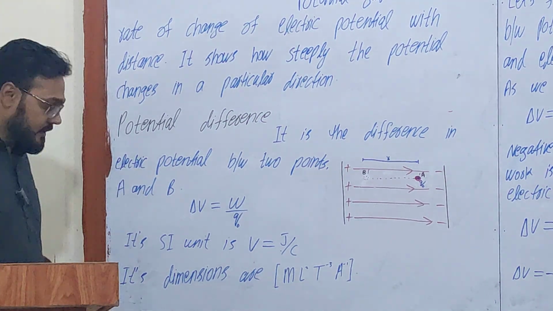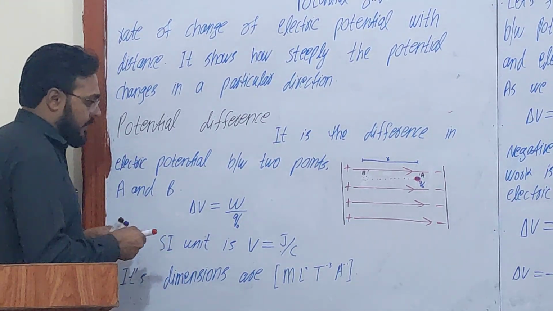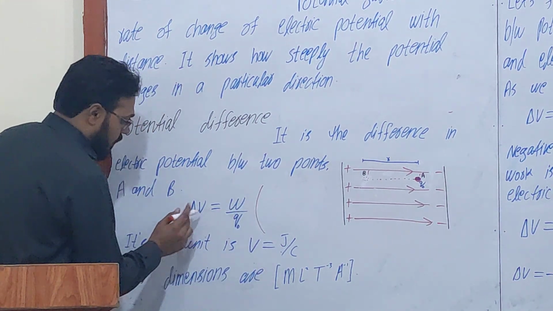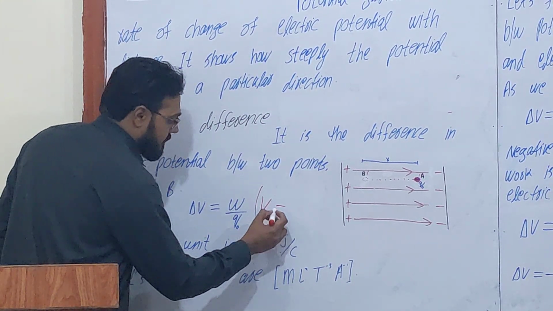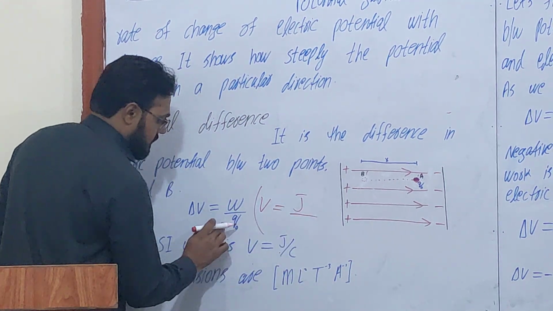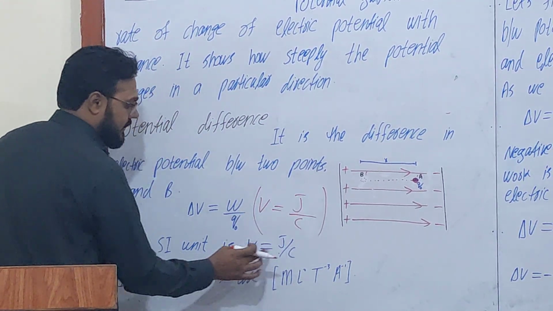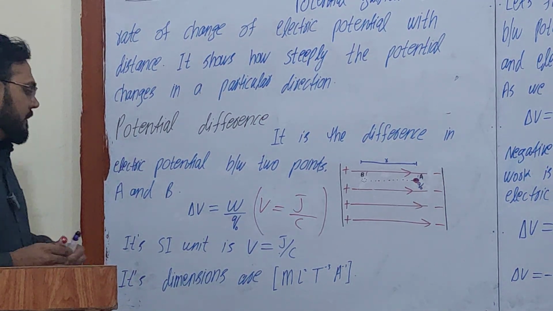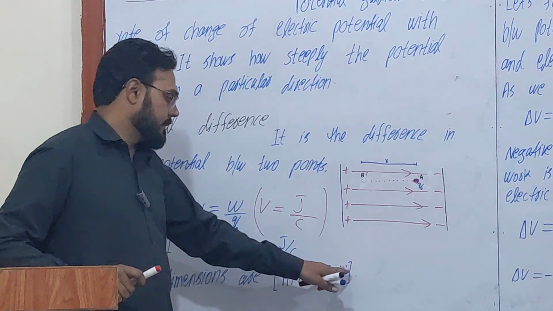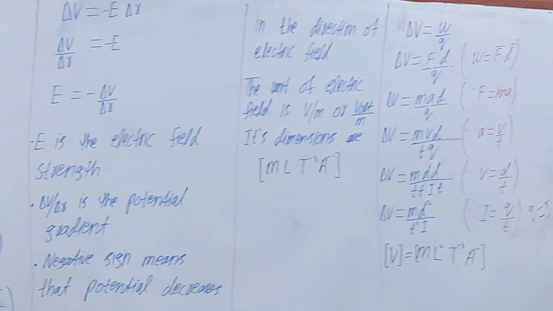So its SI unit is volt, which is equal to joule per coulomb. Potential difference is measured in volt, work is measured in joule, and charge is measured in coulombs. So the volt is equal to joule per coulomb. Its dimensions are M L squared T to the power minus 3 A to the power minus 1. I'll explain in the last. Now that's potential difference.